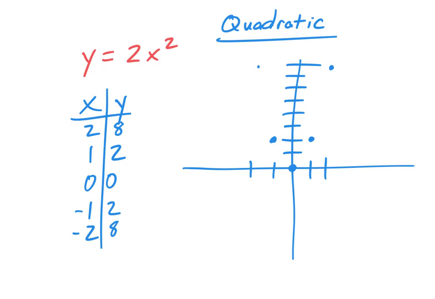Negative 2, 8. Okay, when you do a parabola, parabolas are a U-shaped graph, and they are always symmetrical. Symmetrical means there's a line that splits it right down the middle. In this case, the y-axis is splitting that graph right down the middle. So when I look at these points, they are symmetrical to that y-axis. These 2 points are flipped over that axis of symmetry.